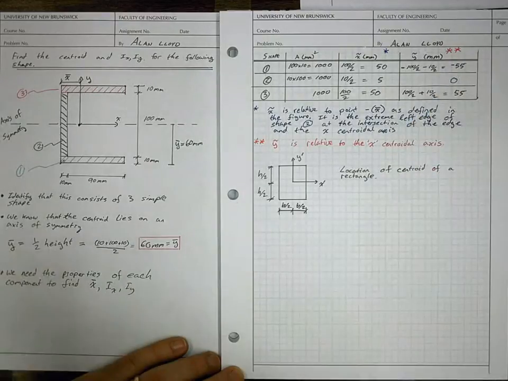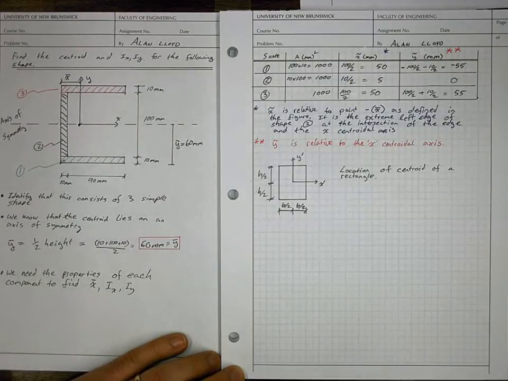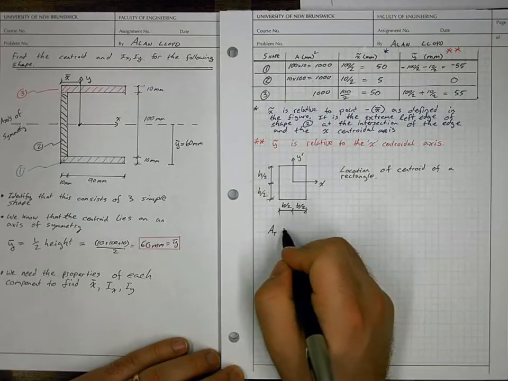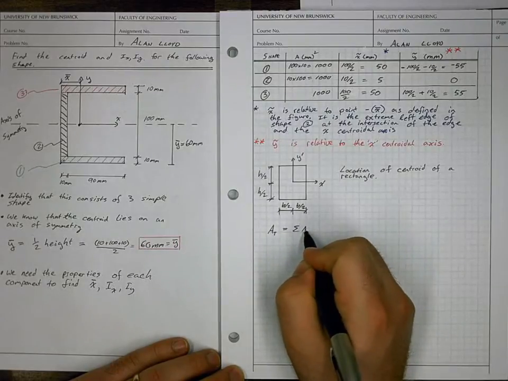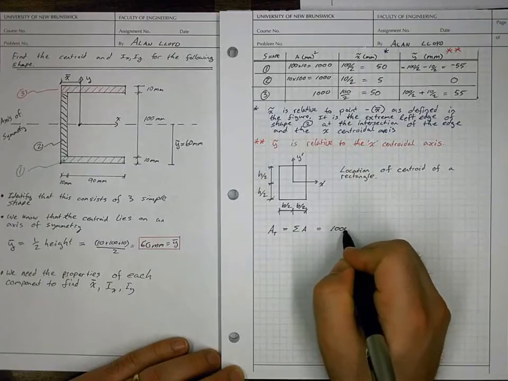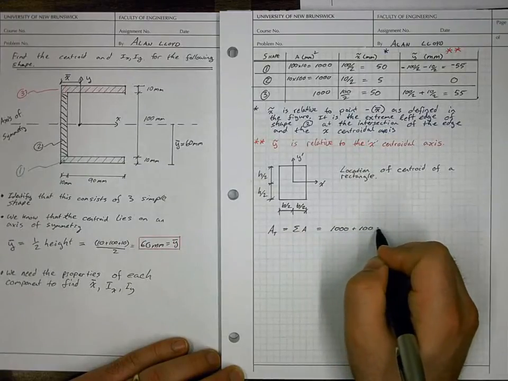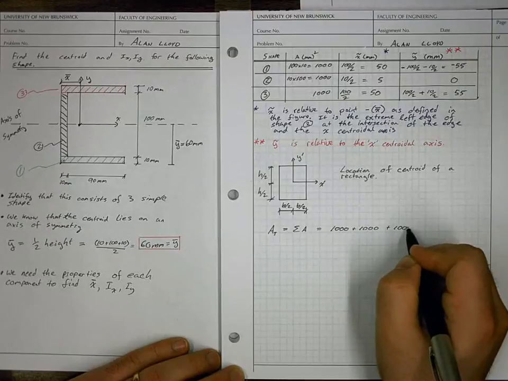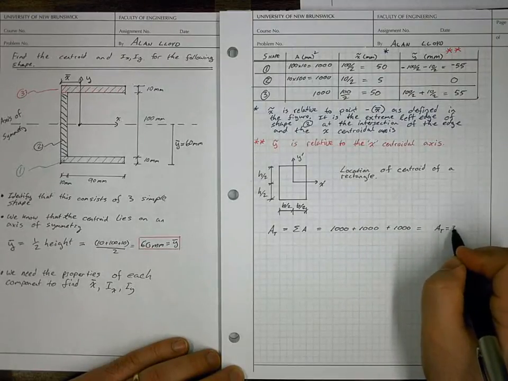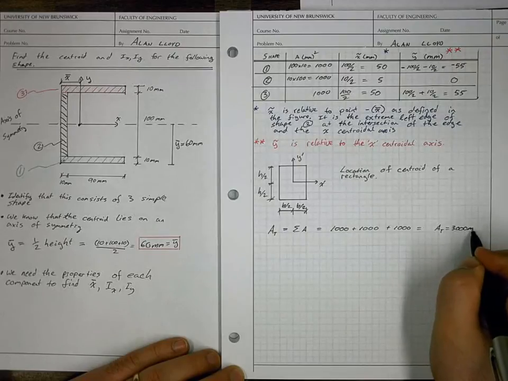So once we have this table together, we can then find the quantities we need. We know that the total area of the entire shape is equal to the sum of the area components. And this is equal to 1,000 plus 1,000 plus 1,000. And that's area total is equal to 3,000 millimeters squared.